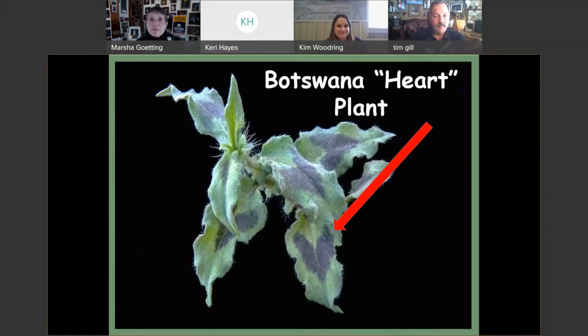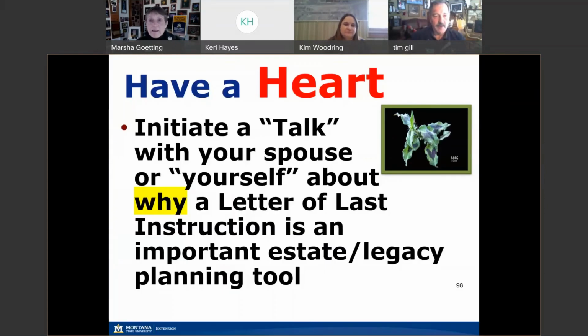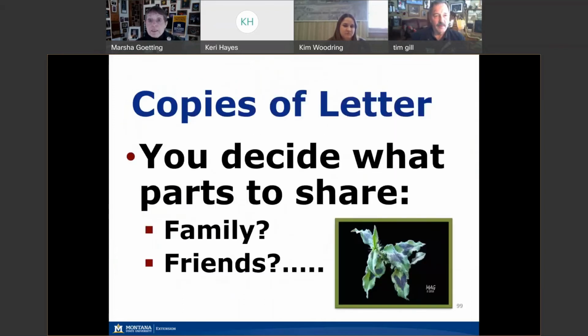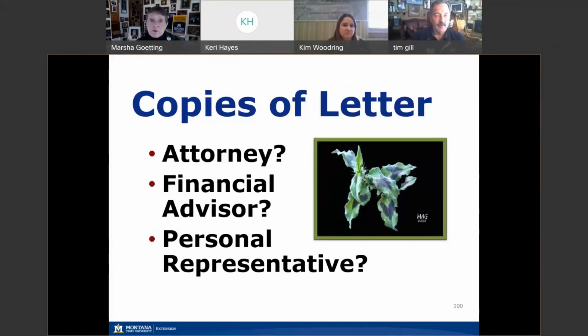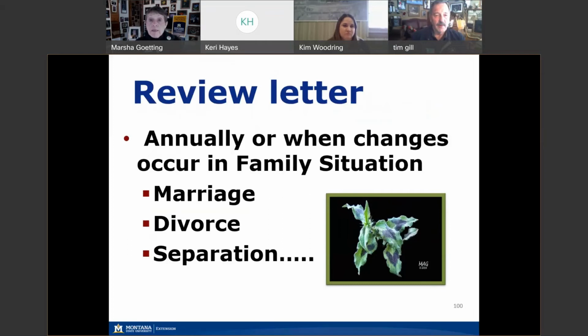Now here I have a plant that is another one I'm calling a heart plant. I don't know what the name was. I haven't been able to find it, but you can see why I would call it a heart plant. And I think we need to have a heart and initiate with our spouse or even ourselves if we're single, why this letter of last instruction is important. Because we need to help those people that are grieving over us know what things need to be done. And you need to decide yourself who you want to make copies of the letter to, family, friends, what have you. Do you want a copy with your attorney, your financial advisor, or your personal representative? And then we need to review it.